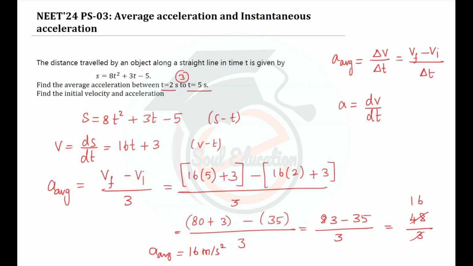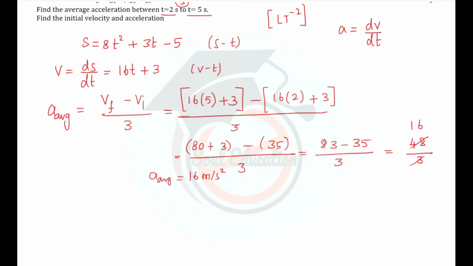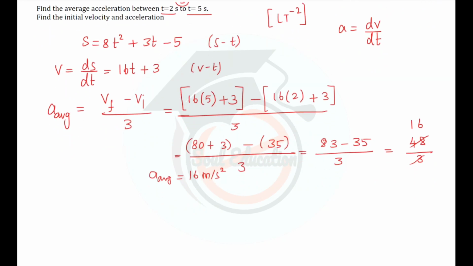One more detail regarding acceleration: it is a vector quantity and its unit is meter per second square. The dimension is LT power minus 2. So these are the dimensions. Some more information regarding acceleration: my average acceleration is 16 meter per second square during the time interval 2 seconds to 5 seconds.